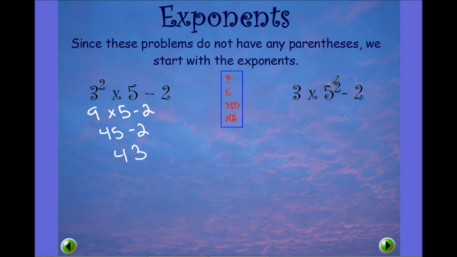Over here, exponent first. So 5 squared is 25. Copy down what you didn't use. Now I've got multiply and subtraction. Again, multiplication comes before subtraction. So 3 times 25 is 75. Then minus 2 is 73.